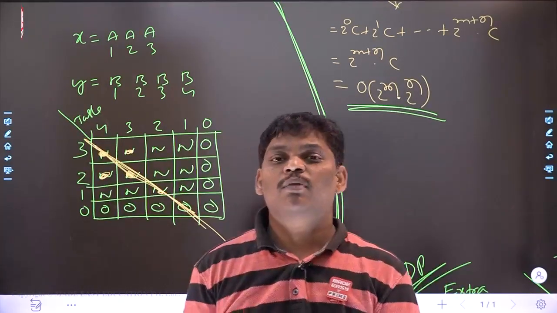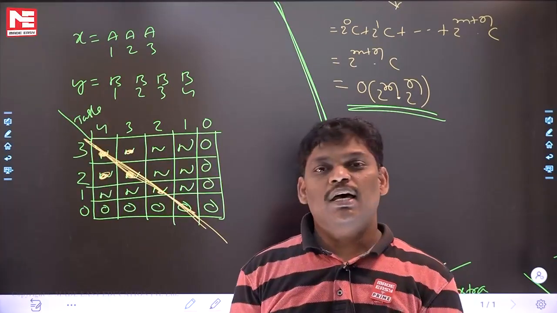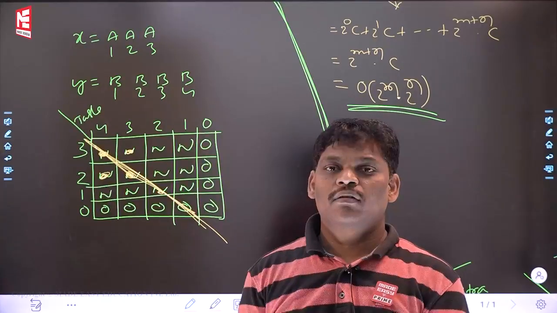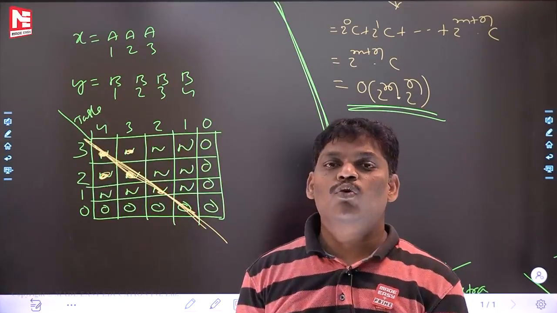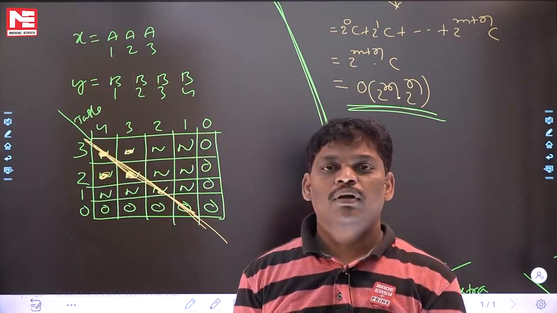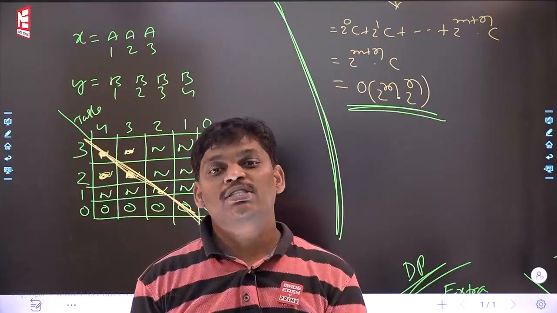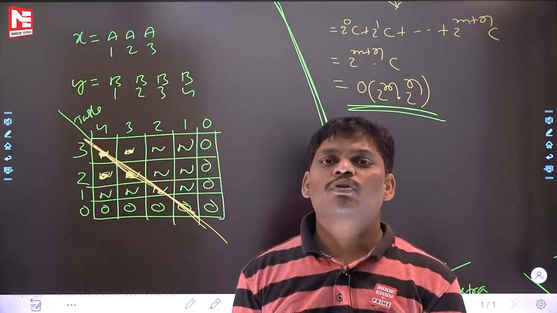Can I help you with one small line now? How will you fill this table? Mn entries are there. Everyone knows this table is nothing but a 2D array. While filling this table, you can fill row by row. You can fill column by column. If anyone asks you how the LCS table is filled, row major order you can fill, or column major order. At the end of the day, the total table I have to fill.